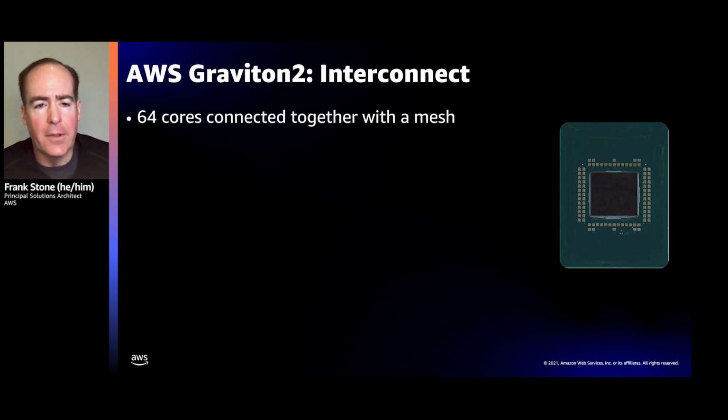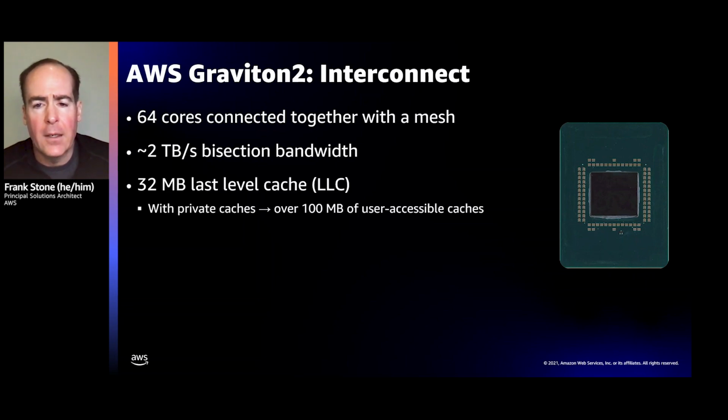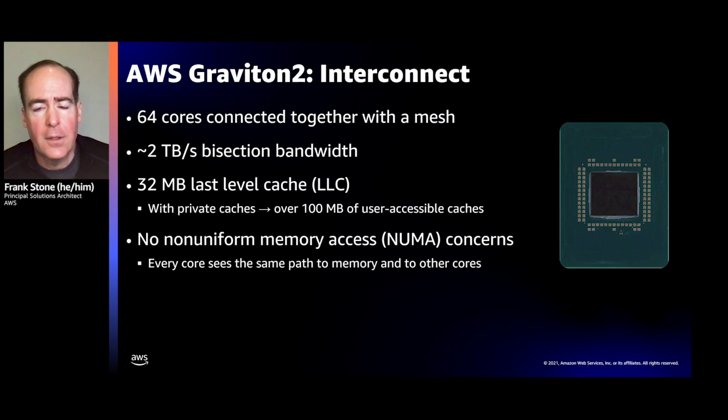Another attribute of the Graviton 2 is the high-speed interconnect. I mentioned we had a significant amount of memory and cache and 64 virtual CPUs. And this gives us approximately 2 terabytes per second of bisection bandwidth that allows connectivity across that processor. In addition to the private caches that I mentioned, there's a 32 megabyte last level cache on board the processor. So that, with the private caches, provides over 100 megabytes of user accessible cache.